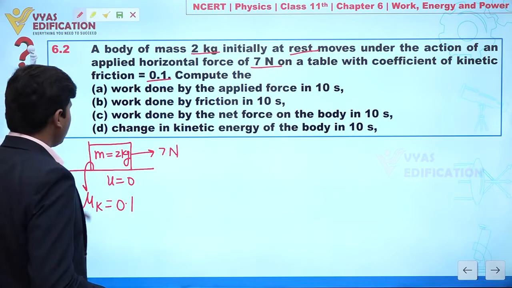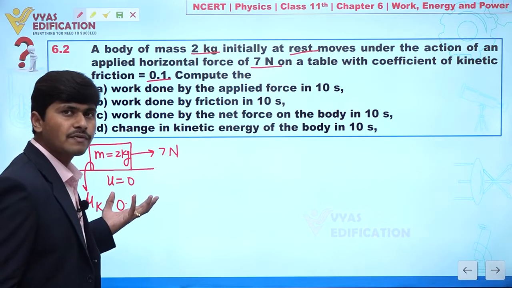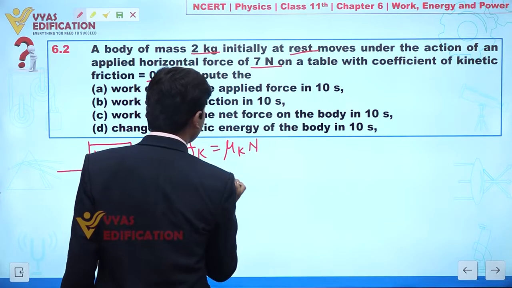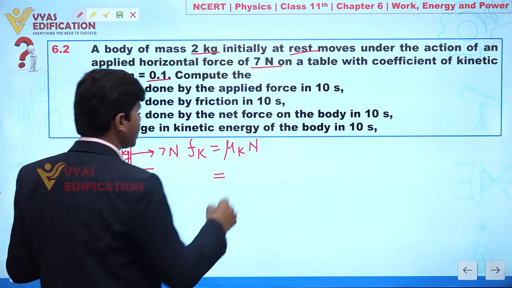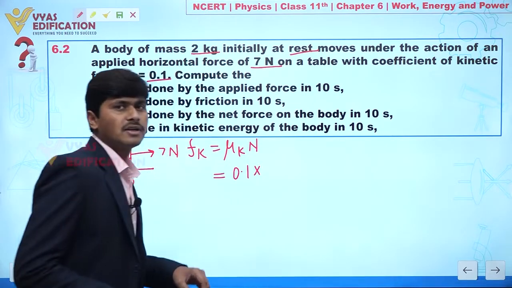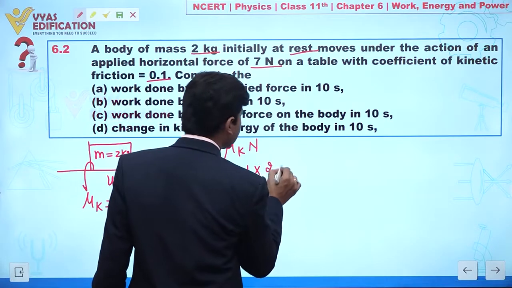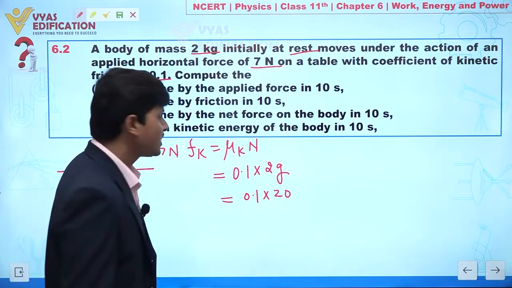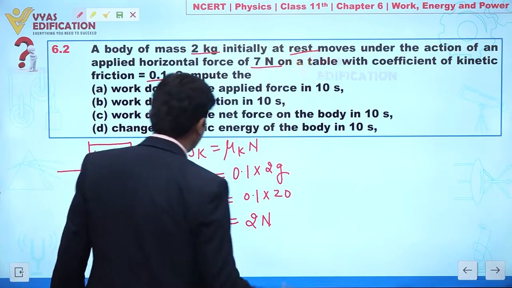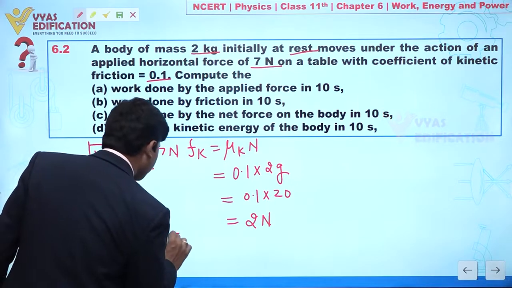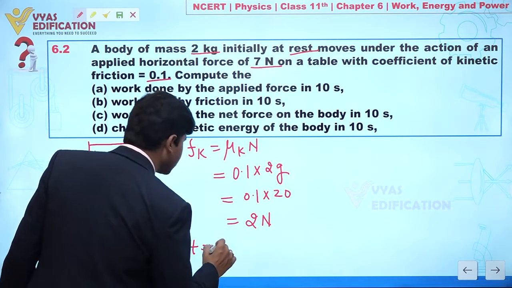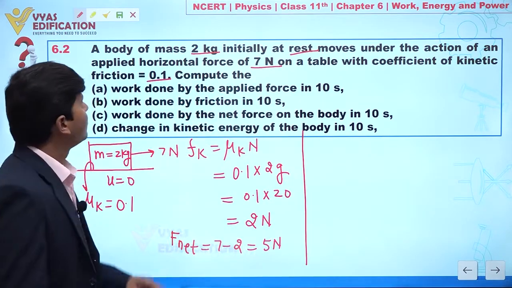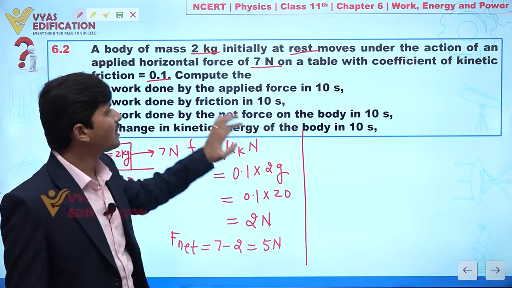Clear? So first, can we calculate what kinetic friction is acting? Yes. So we can write Fk equal to mu k times N. The coefficient of kinetic friction is 0.1, and the normal reaction we can say is equal to 2g. So from here I can say 0.1, let's suppose I am taking the value of g as 10 meter per second square, so this value is 2 Newton. Clear? So from here we can write the net force: 7 minus 2, so we have 5 Newton.